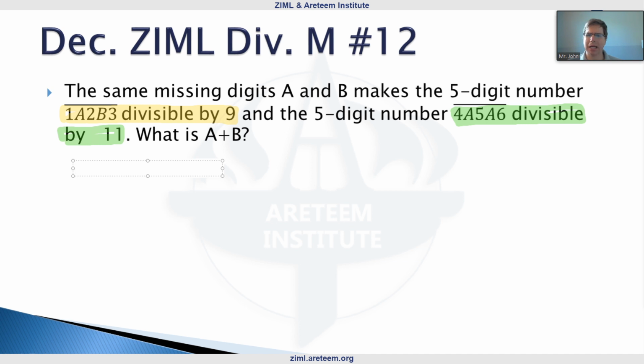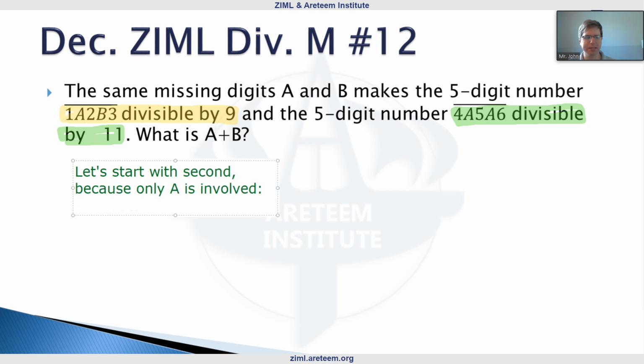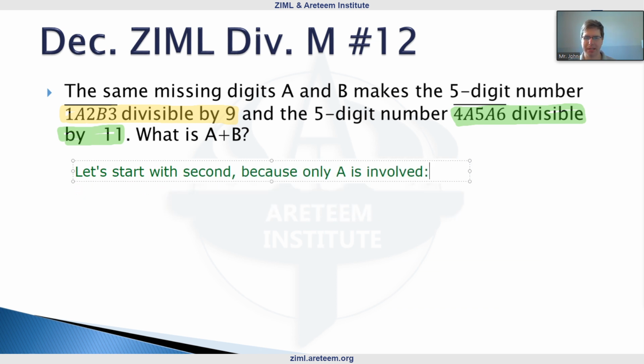Well, you can think about this in terms of how many missing variables or digits there are. You could do either way, it's fine. But I think it'll be better to start with the second one, because that only involves A. So let's start with the second, because only A is involved. What can we say for this second one?